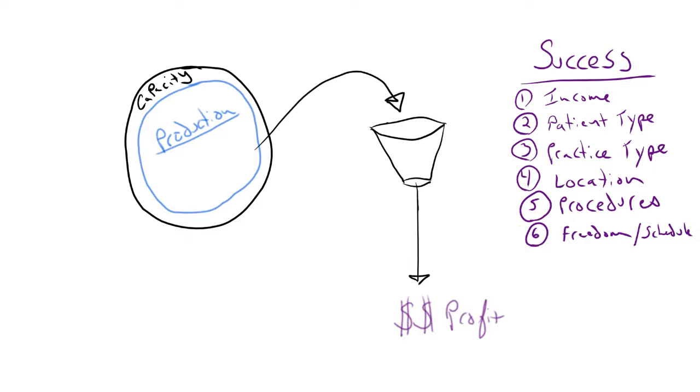And then 6 is freedom of schedule. Some people like more time off. They want more flexibility away from the office. They want to create a system that gives them freedom of lifestyle so that they're not so tied to their practice.